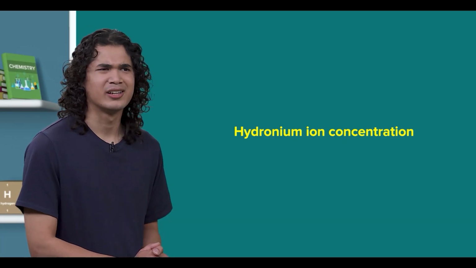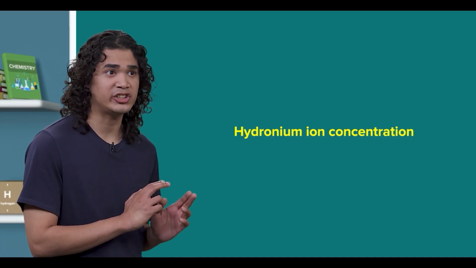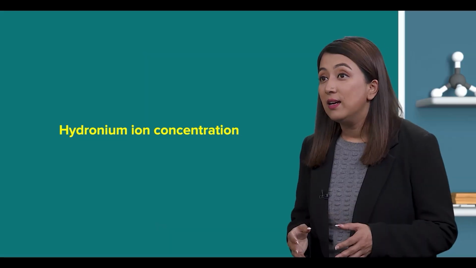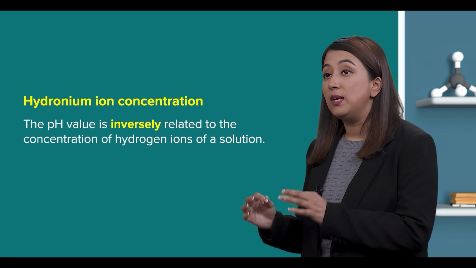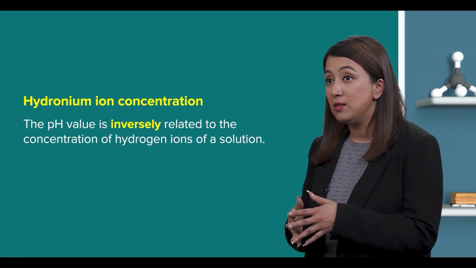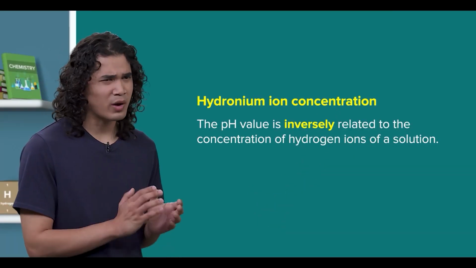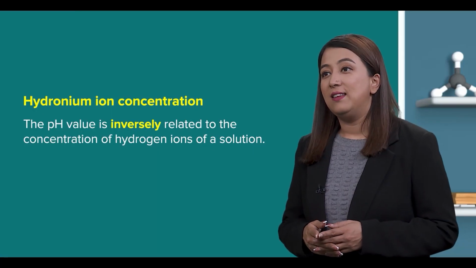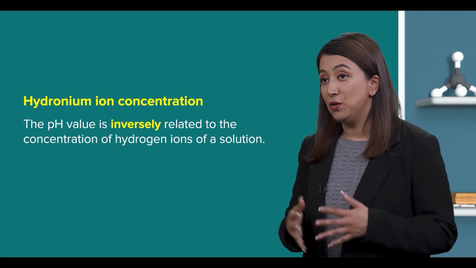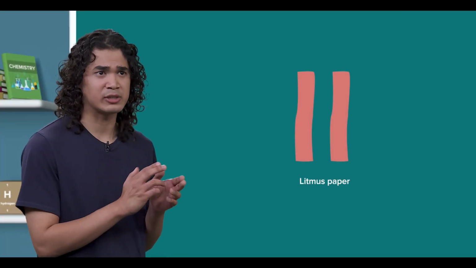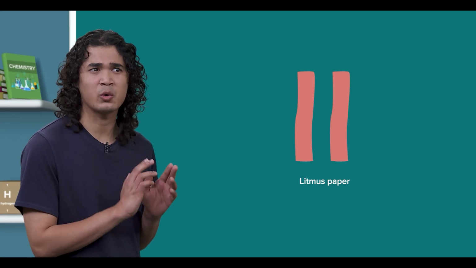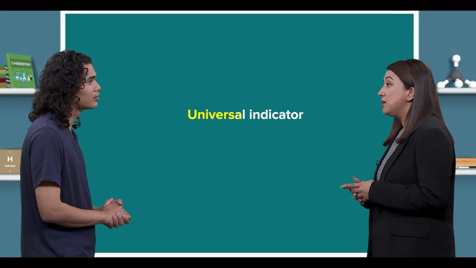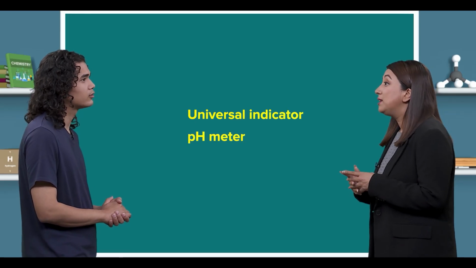So does that mean that the value of pH is determined by the concentration of hydrogen ions in the solution? Indeed, the pH value is inversely related to the concentration of hydrogen ions of a solution. And is that why strong acid has lower pH value than weak acid? Yes, and there are different methods to know the pH value of solutions. Well, I know about the litmus paper, but as far as I know, it only determines whether a solution is acidic or alkaline. That's why we have the universal indicator and pH meter to find the pH value.